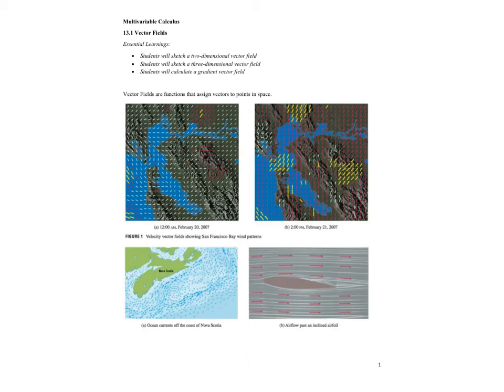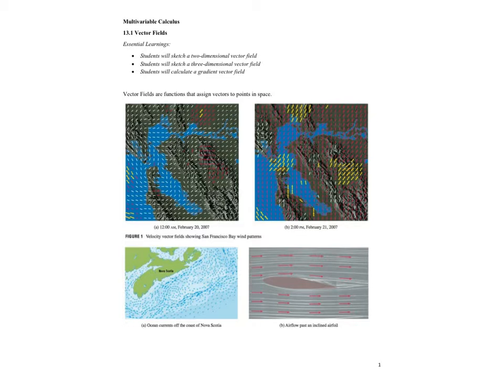This is the first section in chapter 13. This is section 13.1, and this particular section is on vector fields. And this is a relatively quick section, which is kind of nice, and it's pretty intuitive as well. Basically, what we have is a field that we are going to assign a number of vectors based on the number of points that we're given.